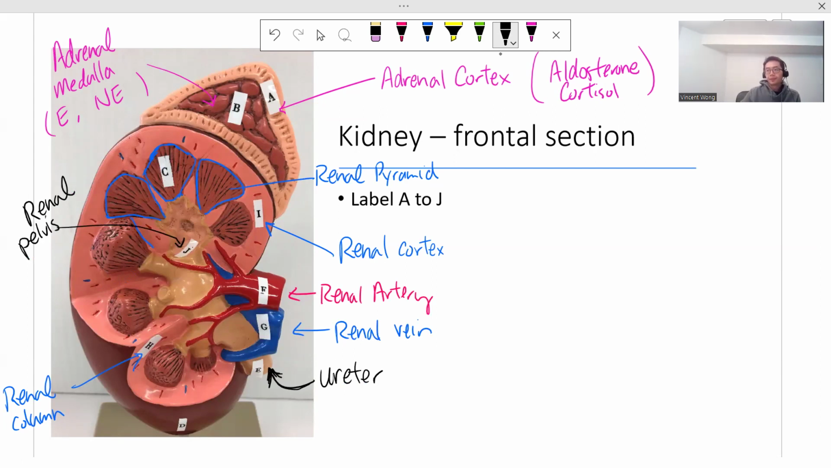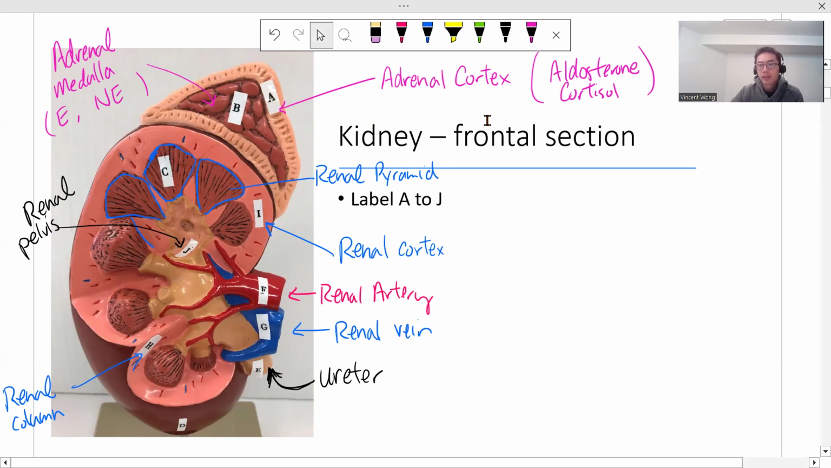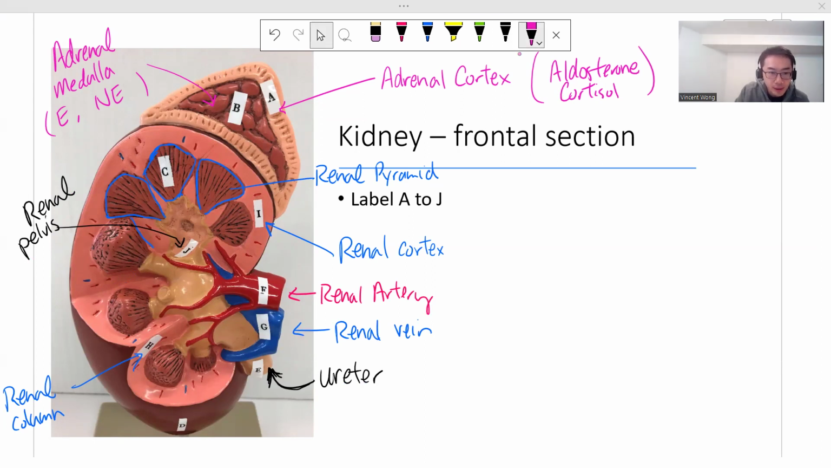Okay. That's all. Oh, sorry, I missed a thing here. That's the renal capsule. Like the casing, right? Of the kidney.